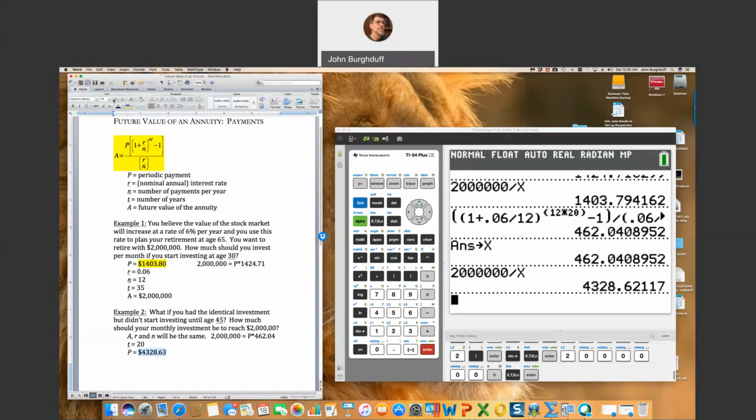And I want you to notice the difference in these two numbers. This is the power of compounding. If you start at age 30, you would need to put away $1,403.80 per month. But if you don't start till age 45 and you want to reach the same goal, that payment skyrockets to $4,328.63 per month. So, obvious moral of the story, if you're working on planning for retirement, start early. Thank you very much.